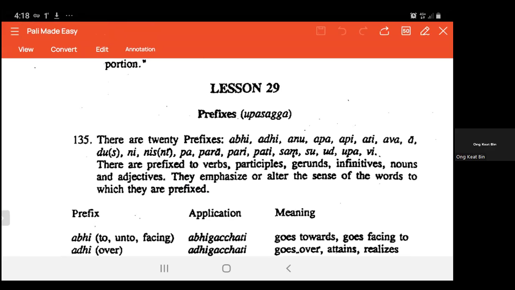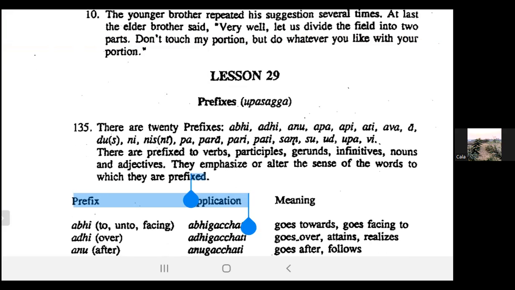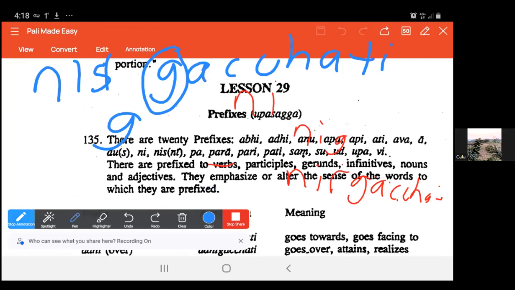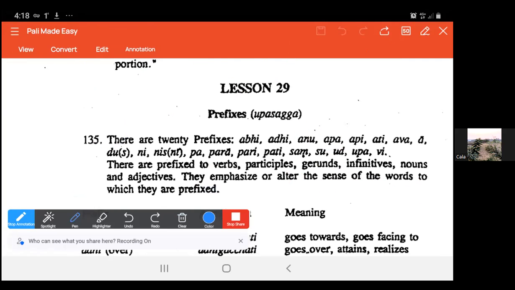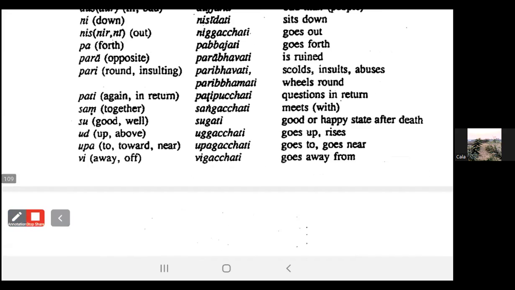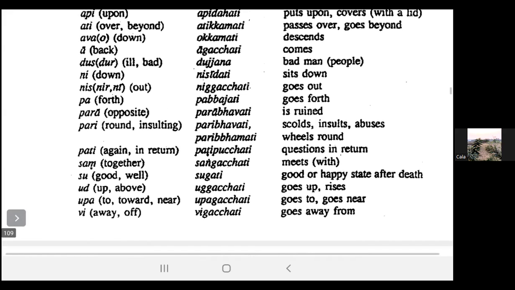They are prefixed to verbs, participles, gerunds, infinitives, nouns, and adjectives. They emphasize or alter the sense of the words to which they are prefixed. So you see, they emphasize, or sometimes they alter the meaning.